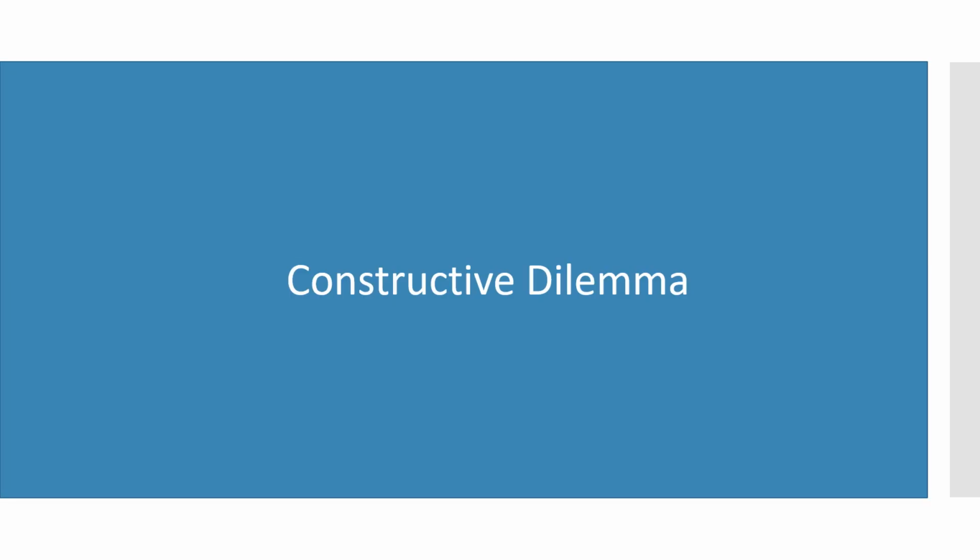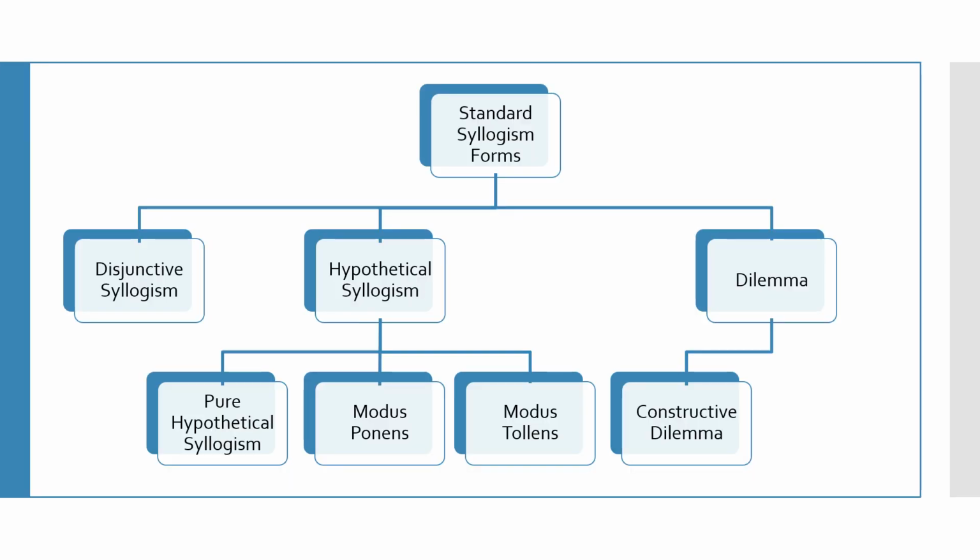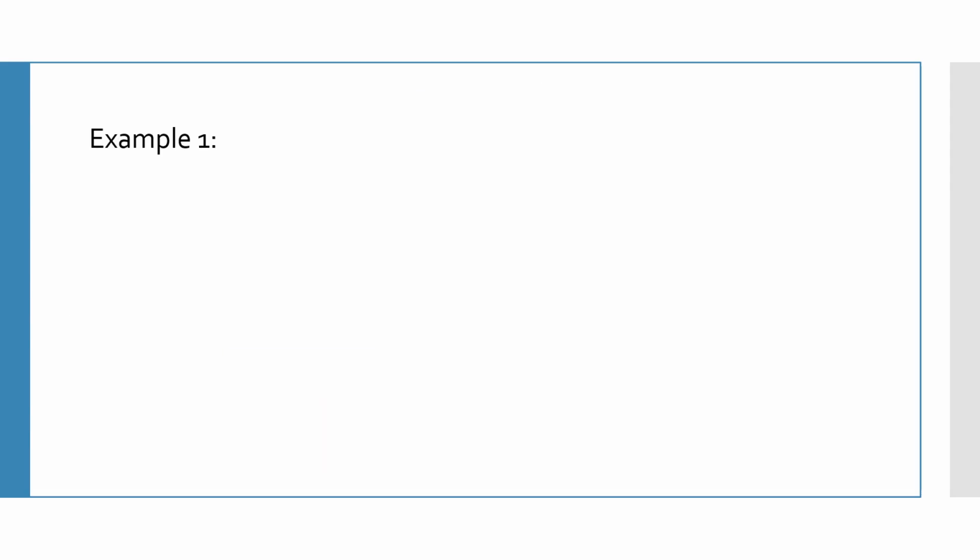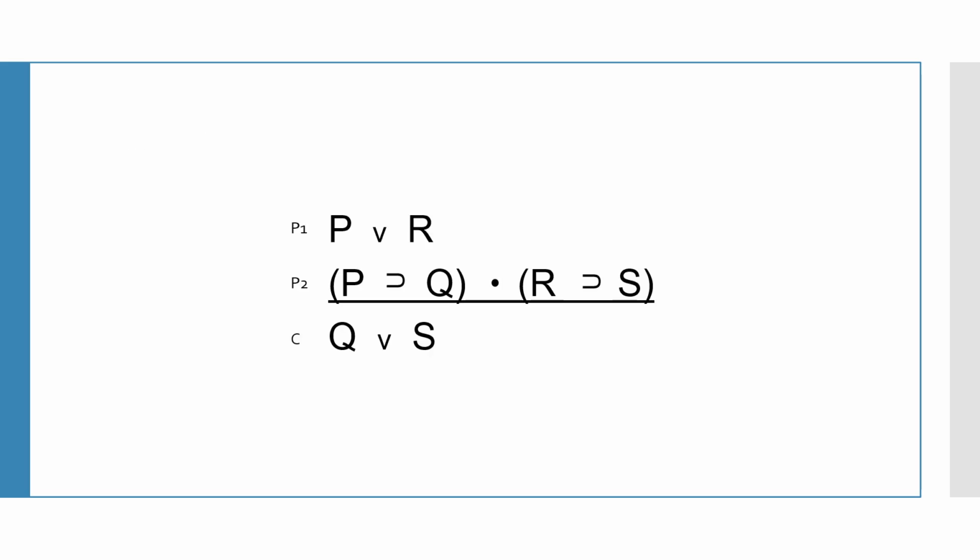So let's start with a constructive dilemma and see what this would look like. We can place this onto our chart. We're down to basically two possible standard form syllogisms left. We have a constructive and destructive dilemma. So the constructive dilemma here, again, follows the rules of modus ponens. Here's a simple example. In premise 1, it's either P or it's R. Premise 2 says, if P is true, then Q is true, and if R is true, then S is true. And therefore, the conclusion we draw is either Q or S.